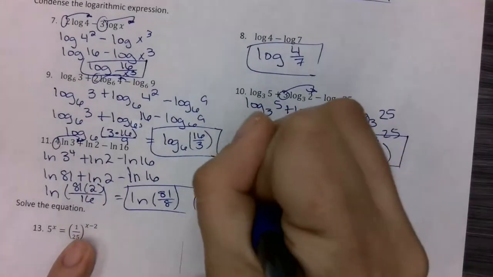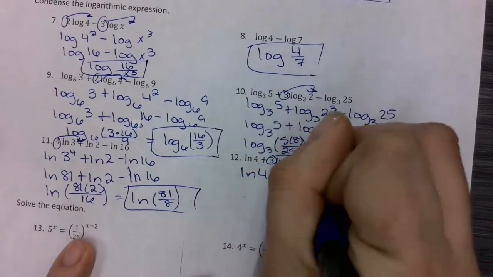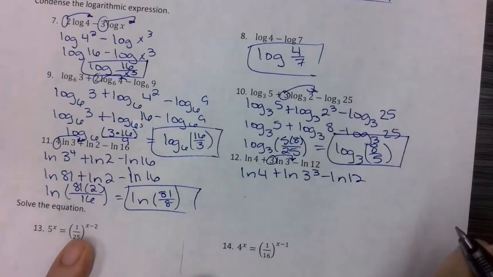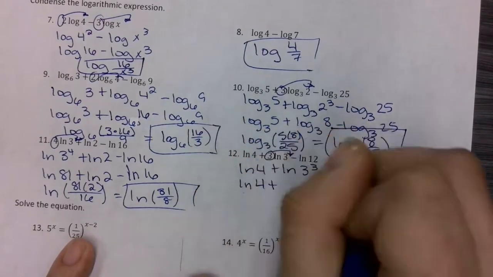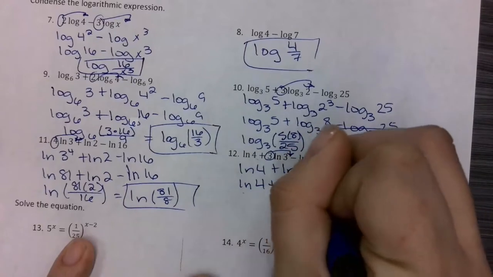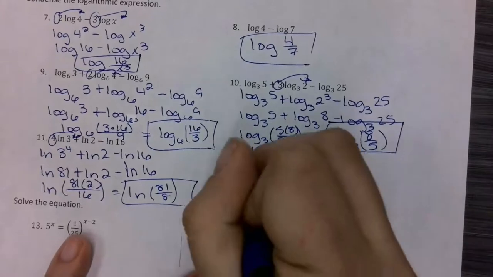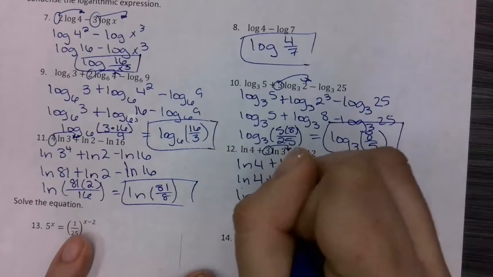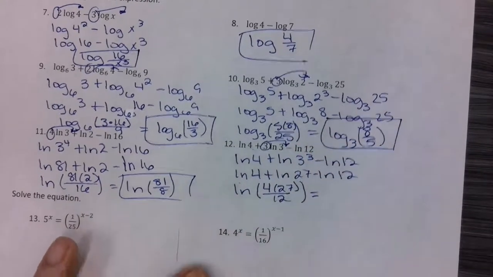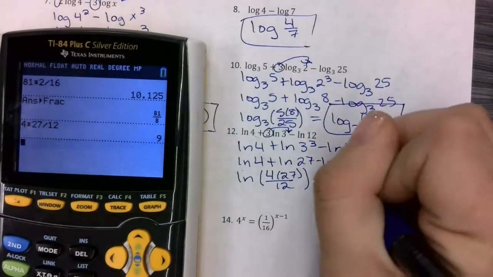Same thing over here on number 12. I have ln of 4. The 3 goes back to being an exponent, so plus ln 3 cubed minus ln 12. Then I want to rewrite my exponent, so it turns into 3 cubed is 27. Then I rewrite. I have ln 4 times 27 divided by 12, which gives me 9.